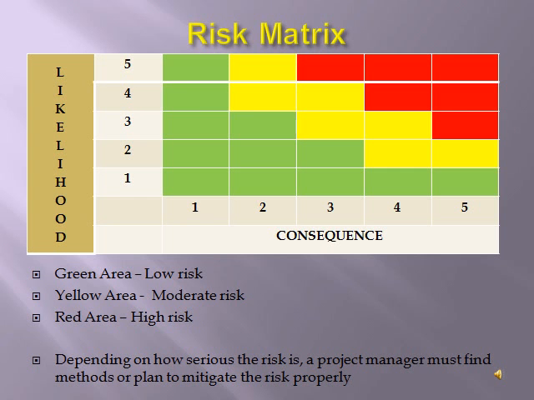A project manager must be able to identify potential impacts of risks while managing the project from beginning until the end. Risk matrix can be calculated based on likelihood and its consequence, as illustrated in the diagram. Green zone indicates low risk, yellow zone indicates moderate risk, while red zone indicates high risk, whereby project manager must have a risk response plan.